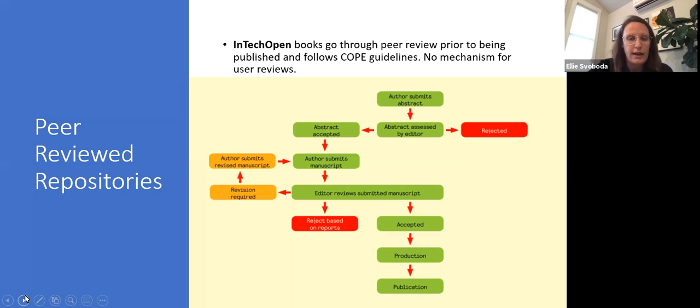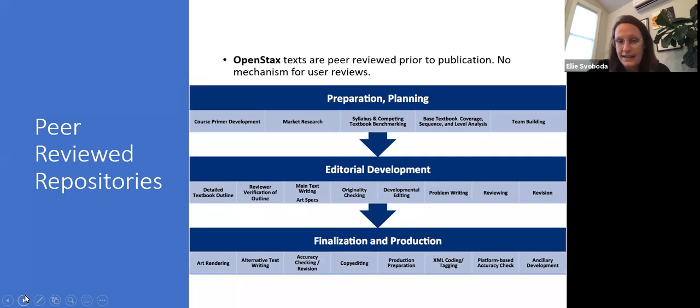So we know that in traditional promotion and tenure, peer review is highly valued. So when trying to come up with these non-traditional things, slotting them into something traditional like peer review is really great. So if you were to publish anything through InTech Open, you could show your P&T committee the extensive peer review that your work went through. The next slide goes over OpenStax, which we all know gets peer reviewed prior to publishing. So very thorough, good peer review.